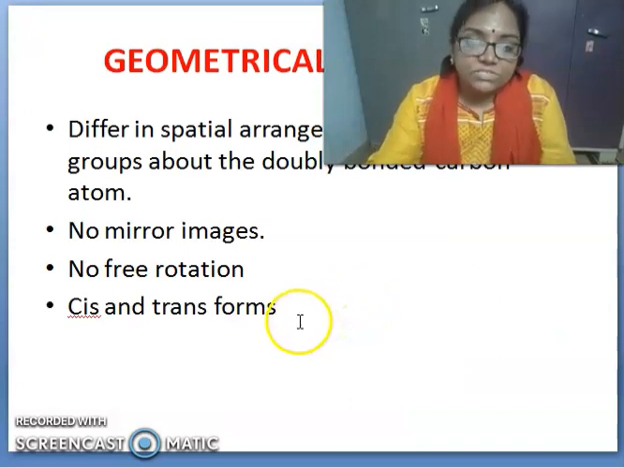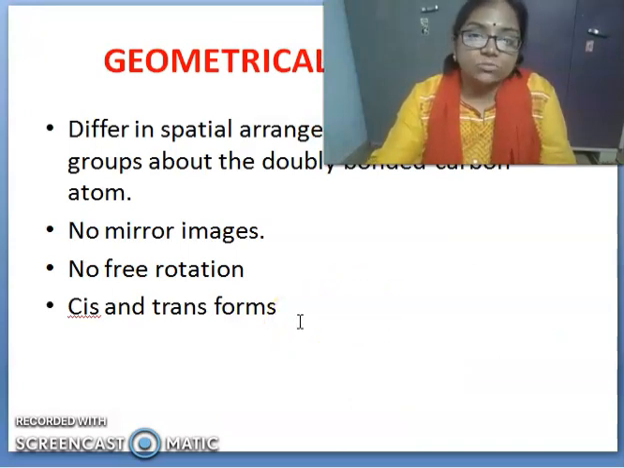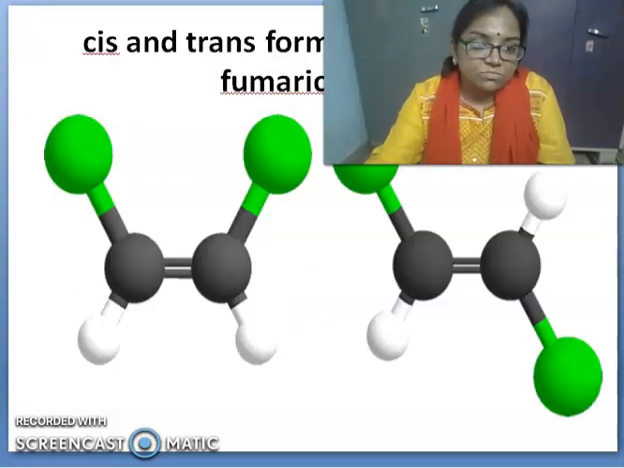So how to define geometrical isomerism? The definition we give for geometrical isomerism here is that if two molecules have the same molecular formula, same structural formula, but they differ only in the spatial arrangement of atoms and groups about the doubly bonded carbon atoms. For example, see here.